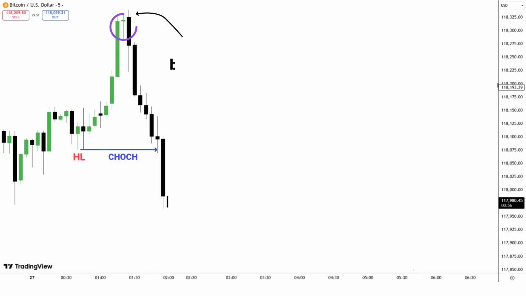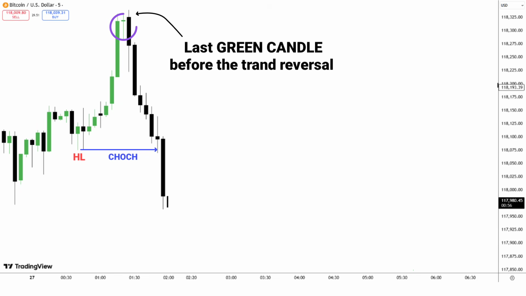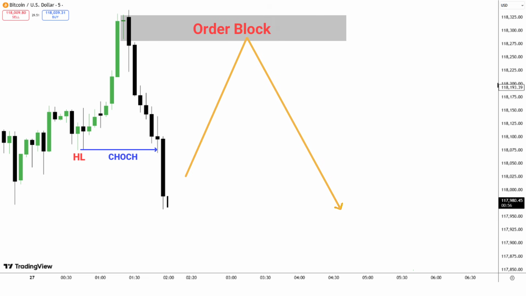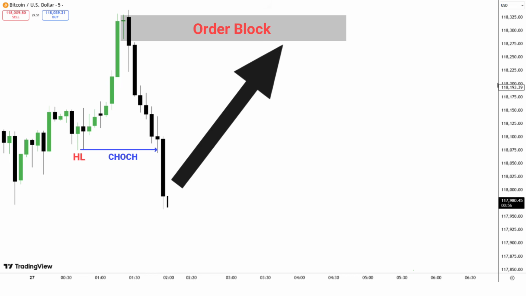Step 2. Now go back and find the last candle in the opposite direction before that strong move. If price moved up, find the last red candle. If price moved down, find the last green candle. That's your potential order block. Step 3. Mark that candle from its high to its low. This creates your order block zone.